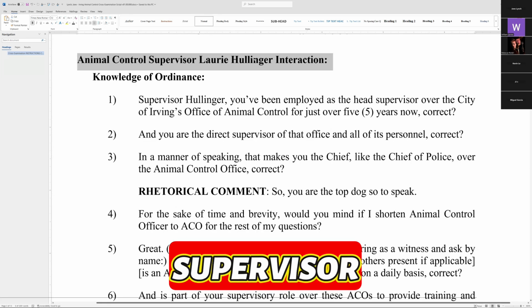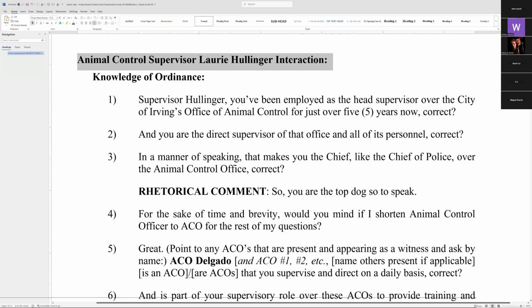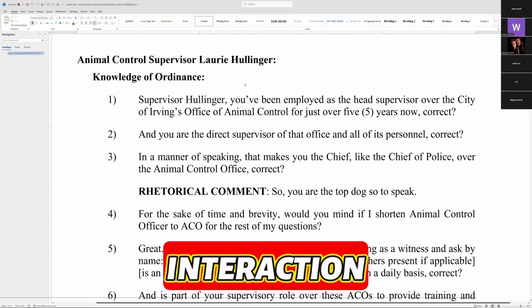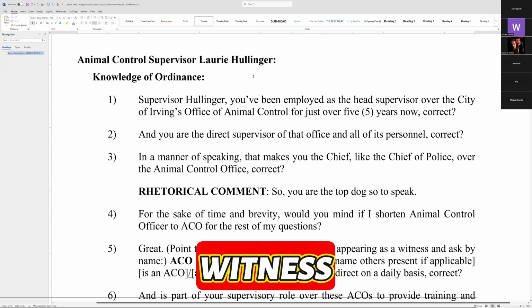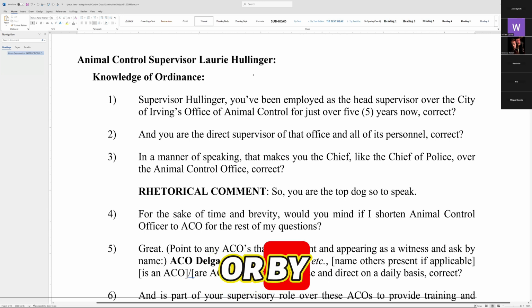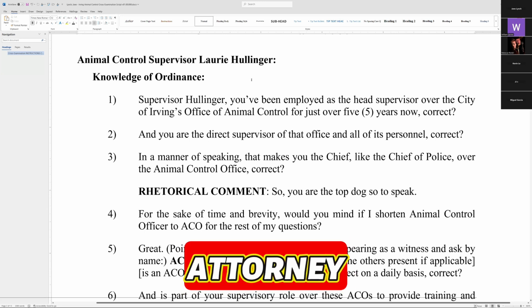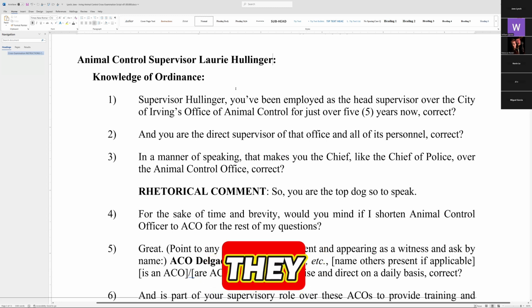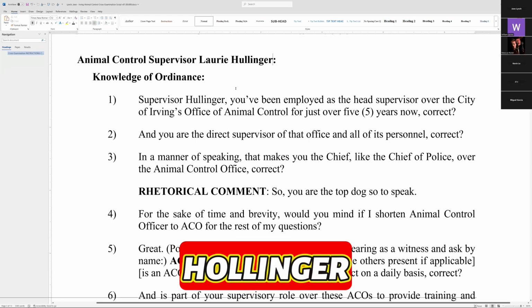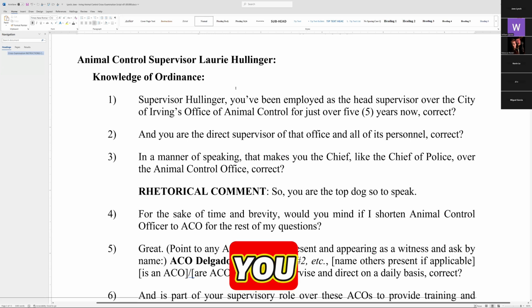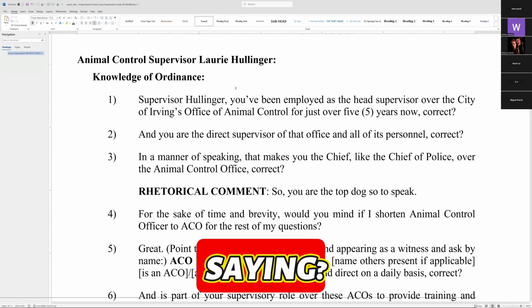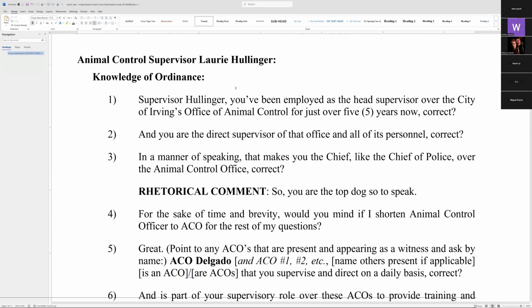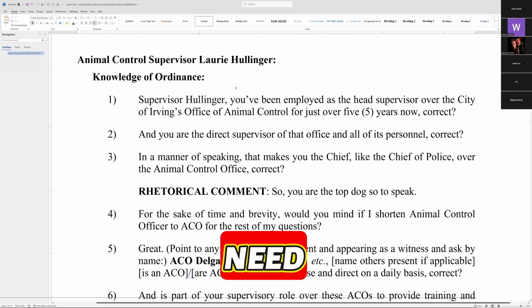Everybody can see the witness name up here. Animal Control Supervisor Lori Hullinger, interaction. Since Jane didn't have an interaction, she is only going to be called as a witness, presumably, either by Jane or by the city attorney. Now, Jane, if they never call Hullinger to the stand to testify, you don't need to call her. I'm not going to. No. Can I finish what I'm saying? Go ahead. You can get what you need about Hullinger from Delgado.